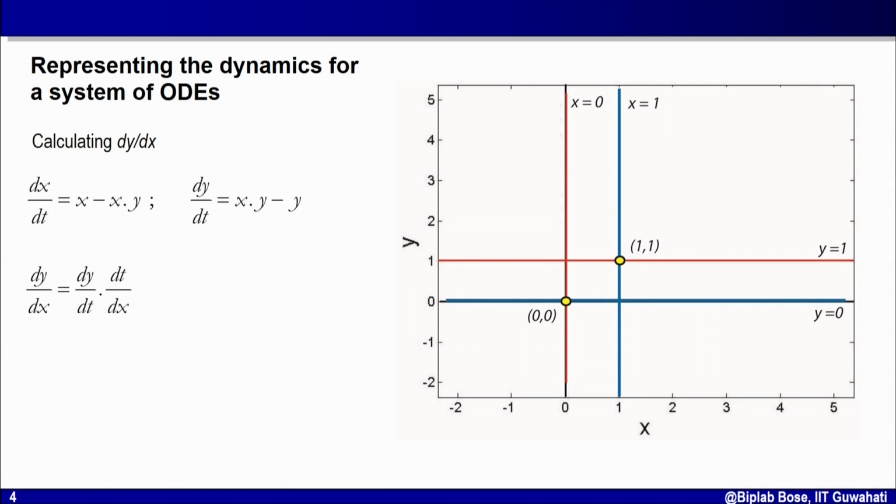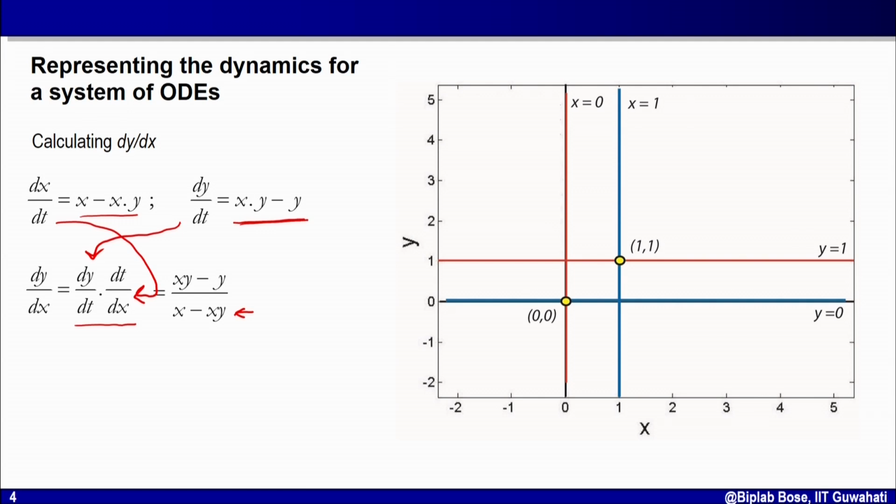Let's see. So dy/dx I can write as dy/dt into dt/dx. Now dy/dt is already given from the original ODE, and I can invert dx/dt to get dt/dx. So what do I get? I get xy minus y, which is dy/dt, into the inverse of dx/dt. So I have dy/dx, which I calculated from dx/dt and dy/dt, because it's a combination of both the derivatives.